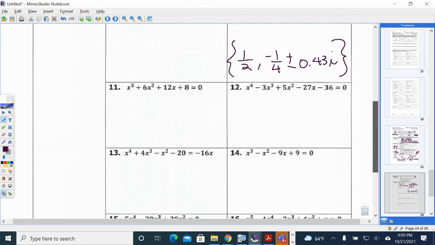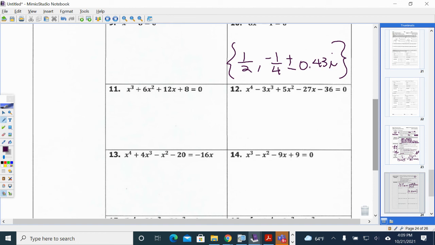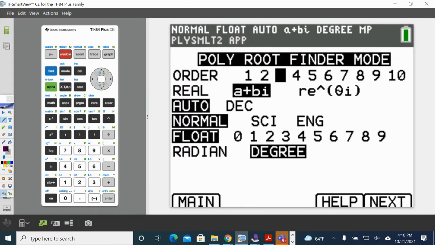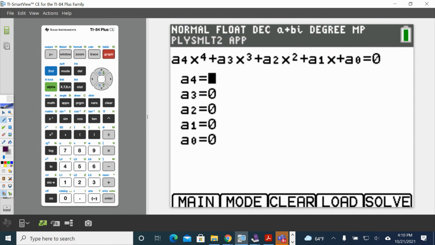Let's jump down to number 13. x to the fourth plus 4x cubed minus x squared minus 20 equals -16x. We're going to add the 16x. We're going to make sure that we add it in the right spot. x to the fourth plus 4x cubed minus x squared plus the 16x minus 20 equals 0. Let's put that in the Polysimulator. Going back to window, I need to change to a degree of 4. Graph.